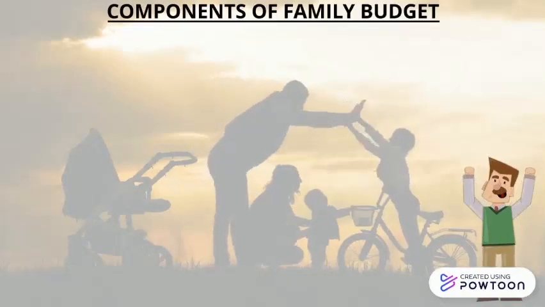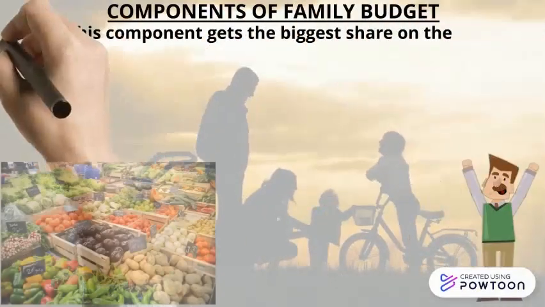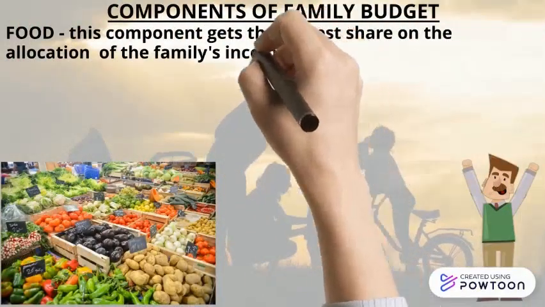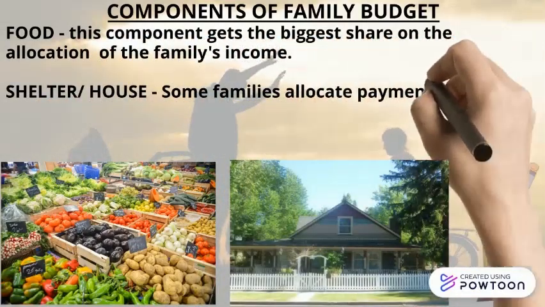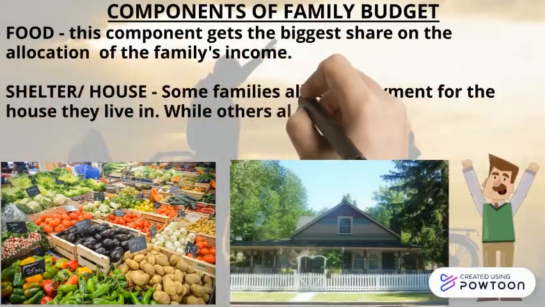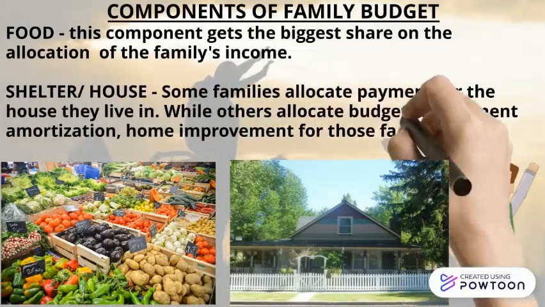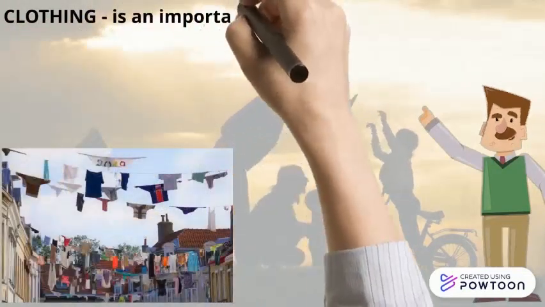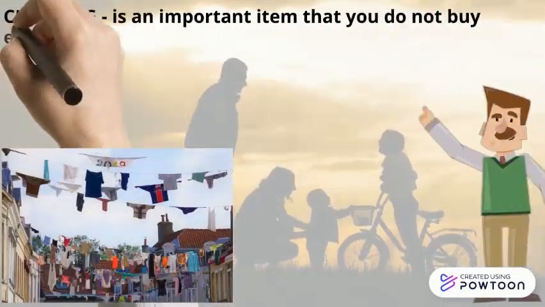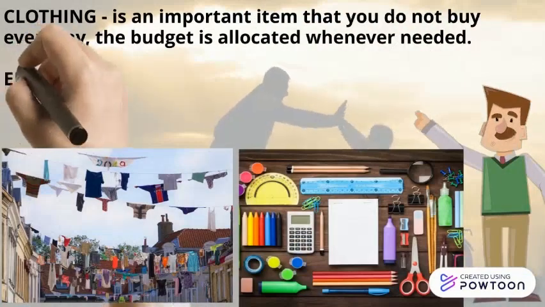Components of family budget. Food. This component gets the biggest share on the allocation of family's income. Shelter, house. Some families allocate payment for the house they live in, while others allocate budget for payment amortization, home improvement for those families who own a house. Clothing is an important item that you do not buy every day. The budget is allocated whenever needed.